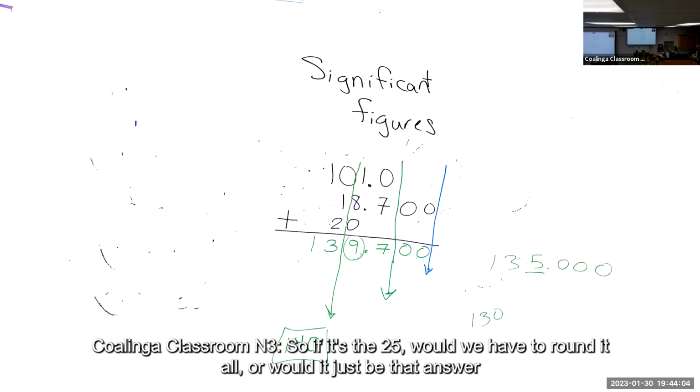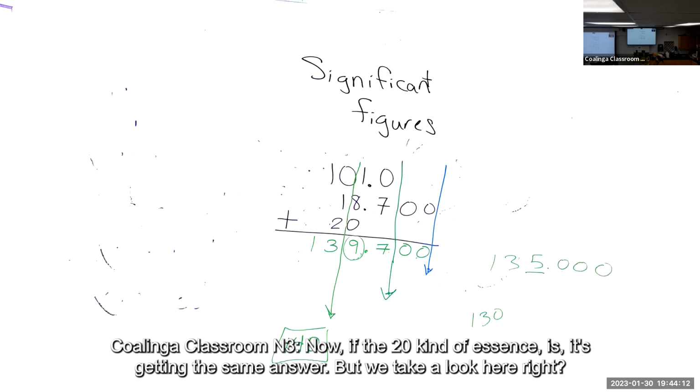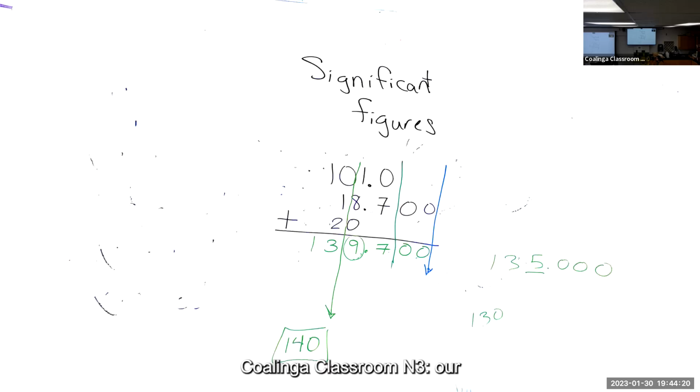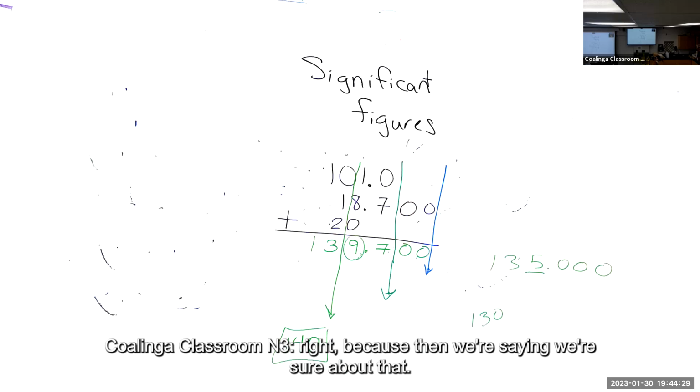Yes. So if the 20 had a decimal, would we have to round it at all, or would it just be the answer we got? If the 20 had a decimal, it's going to be the same answer, but we take a look here, and we use this to determine whether we're rounding up or leaving it alone. In that case, we'd have to put the decimal in, because then we're saying we're sure about that.